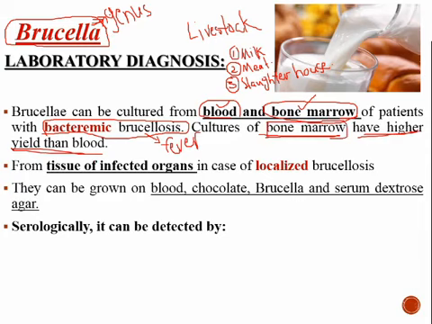In the second phase, Brucella is an intracellular pathogen, so it doesn't like to stay in the blood for long and moves to tissues. Brucella will move to the tissues of certain organs, usually the liver, the spleen, and the bone marrow. This is called localized brucellosis.